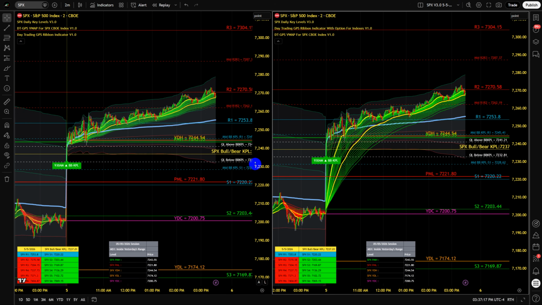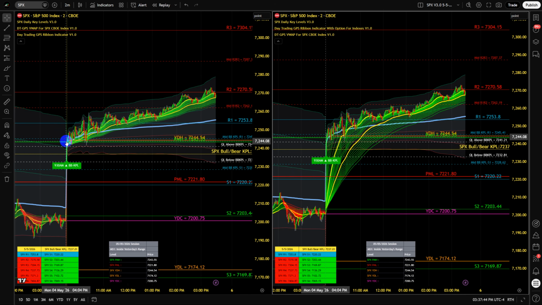Okay, so here we have it on a dual screen. One on the left has the filter on for US indexes, one has the filter off. As you can see, in both cases we do have confirmation from the ribbon on this 9:30 a.m. BBKPL opening candle alert. On the 9:30 a.m. opening candle, the daily key levels V3.0 indicator is giving us a bullish trade alert.